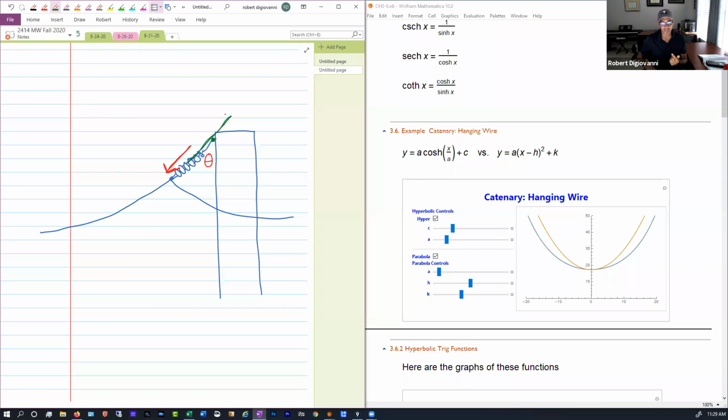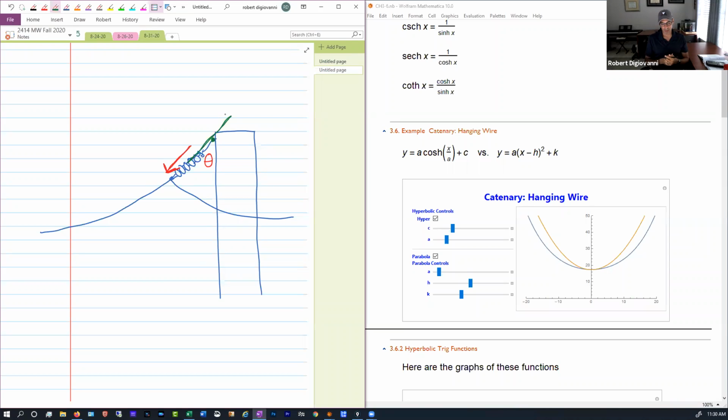So if we actually have the function, and we know it's a hyperbolic cosine function, then as long as we can take the derivative of it, we'll be able to determine the slope of that tangent line and therefore determine the force on that insulator. So I hope that all makes sense. I'm trying to give you some value to what these functions are used for. All right.